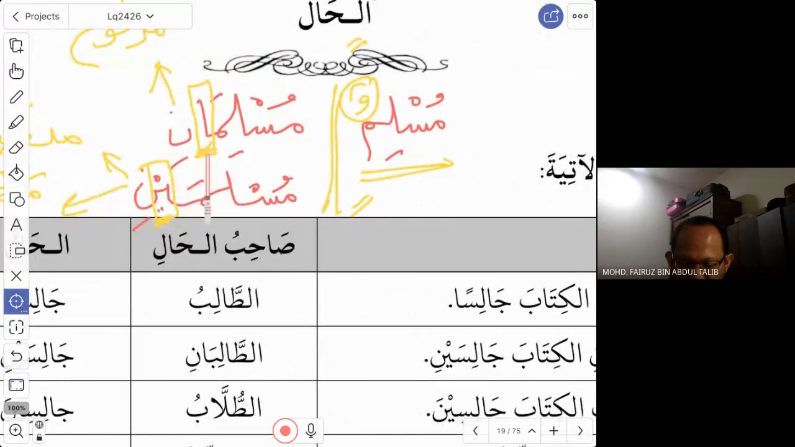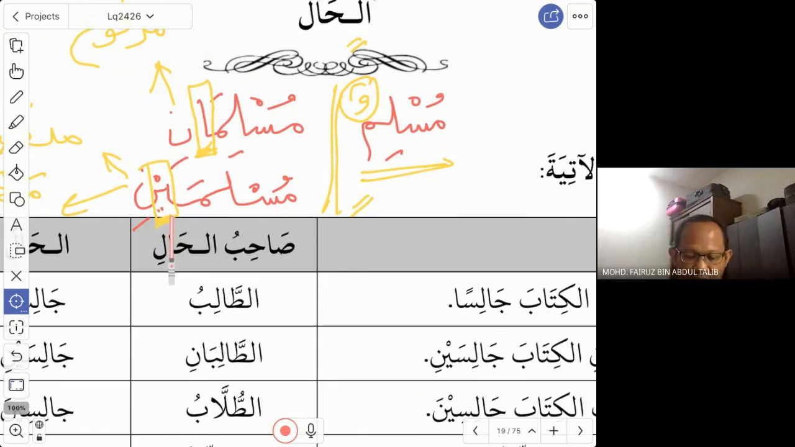You don't use fathah anymore. What do you use to differentiate between marfu and mansub? You use the letter. We no longer use the symbol, the vowel point. Now we use the letter to differentiate between these three. So alif is for marfu, mansub is using the ya.